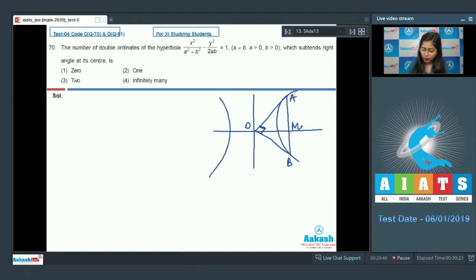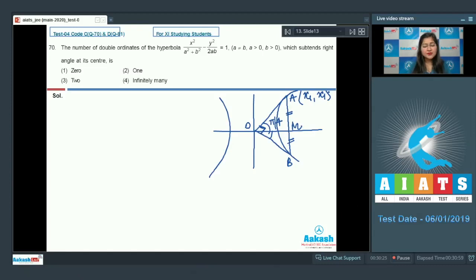So in triangle OAM and triangle OBM, we can see that as AB is a double ordinate, the length AM will be equal to BM and OM is common and also OA is equal to OB. So these two triangles are congruent. So we can say that this angle will be equal to this angle. So the angle MOA is equal to pi by 4. Now as this angle is pi by 4, we can say that AM is equal to OM. Hence the coordinate A can be taken as (x1, x1), right?